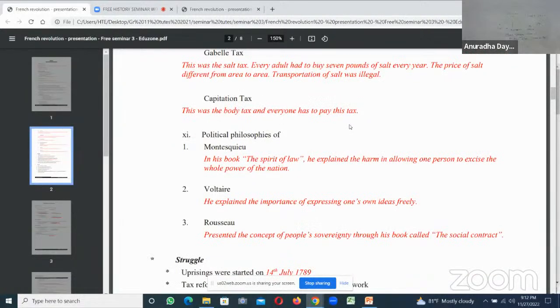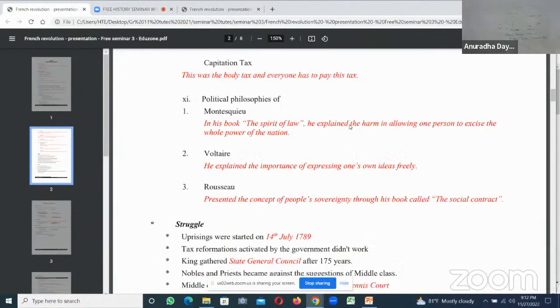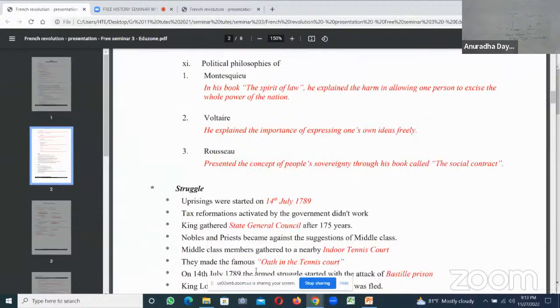Then the struggle, how it happened. The uprising was started on 14 July 1789. Tax reformations were activated by the government in November. The King gathered the State General Council after 175 years. Nobles and the priests became against the suggestions of the middle class. Middle class members gathered at a nearby indoor tennis court. They made the famous oath in the tennis court. So from there only, now this you have to highlight, the oath in the tennis court. That's something important to remember.